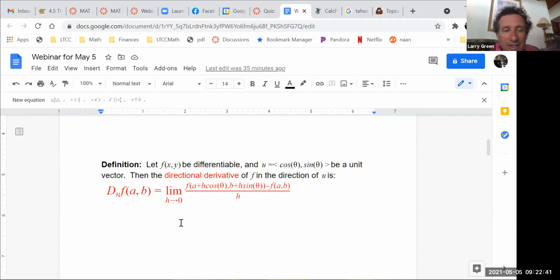It's a lot easier to just look at a map and imagine yourself walking than it is to write this down, but you are responsible for it. So I want to stop and ask, are there any questions about this definition?